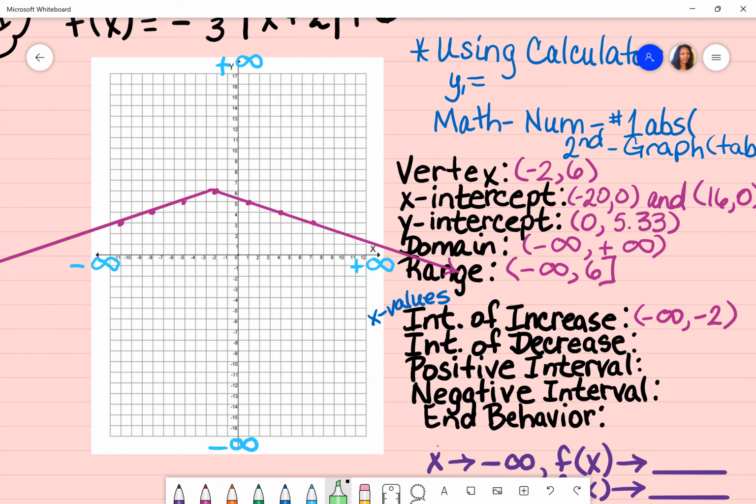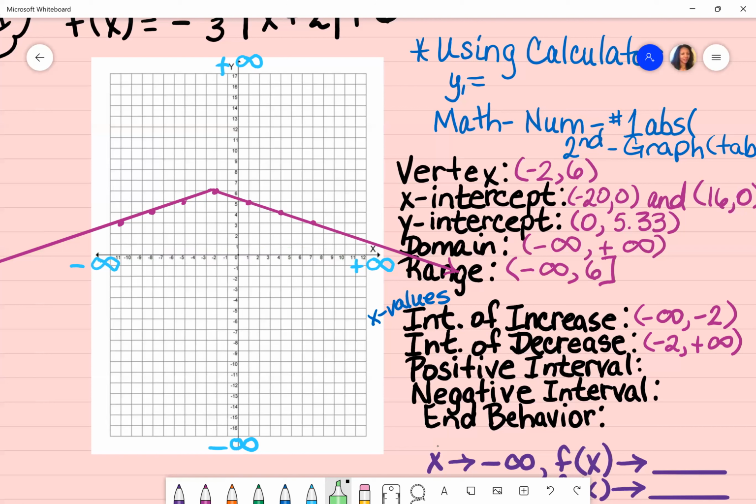So my interval of decrease, that's going down. However, I'm looking at my x values. Well, if my x value was increasing at -2, it then transitioned and started decreasing at that same -2. But this time my arrow is going to the right. So therefore, I'm going from -2 to positive infinity for my decrease. My positive interval, again, is taking into account everything between negative infinity to positive infinity. So I have to keep up with that.